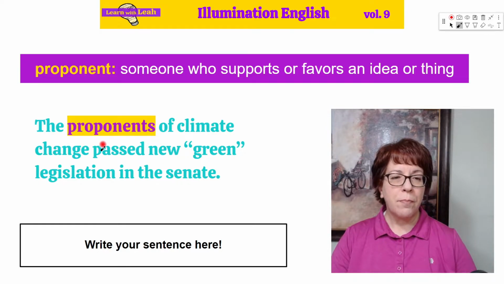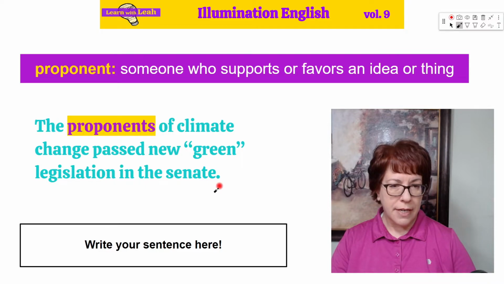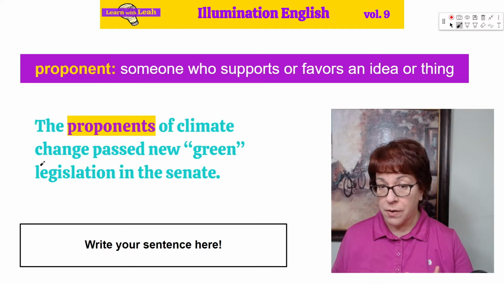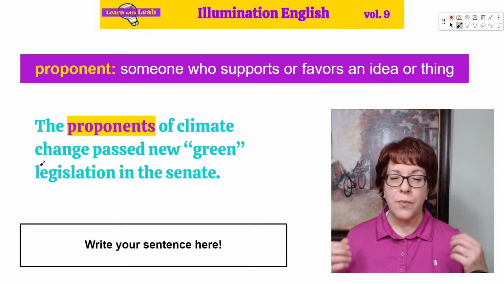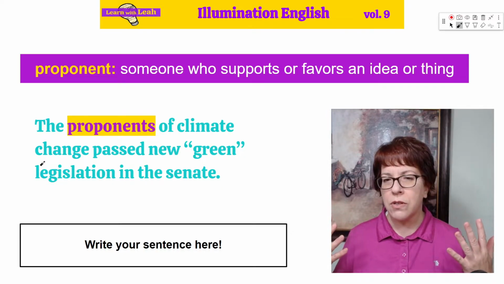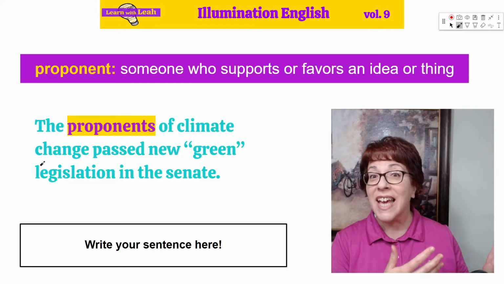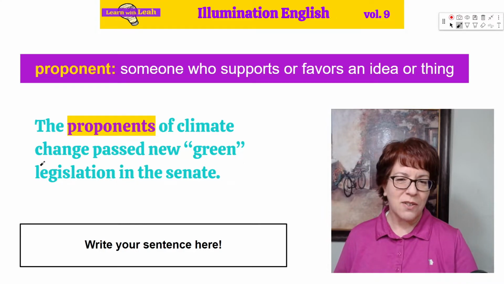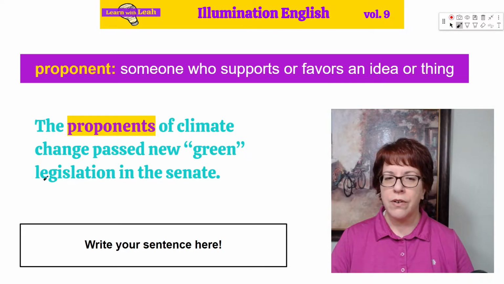Let's read it together. The proponents of climate change passed new green legislation in the Senate. So people who are in favor of, or who support in some way, the idea of climate change, perhaps these are people that work in the legislature of a particular governing body in a country. So they passed some legislation. We call this green, anything that supports the environmental causes of our day gets this label green. So green technology, green vacations, right? If you want to take a vacation that's out in the wilderness somewhere, kind of an eco-friendly vacation, you might call it a green vacation. So this word green denotes anything that's environmentally friendly, eco-friendly.